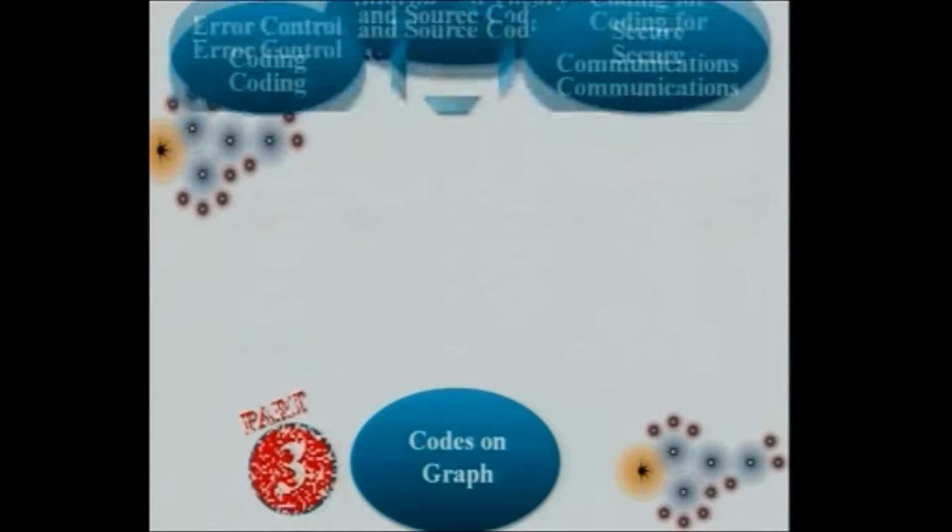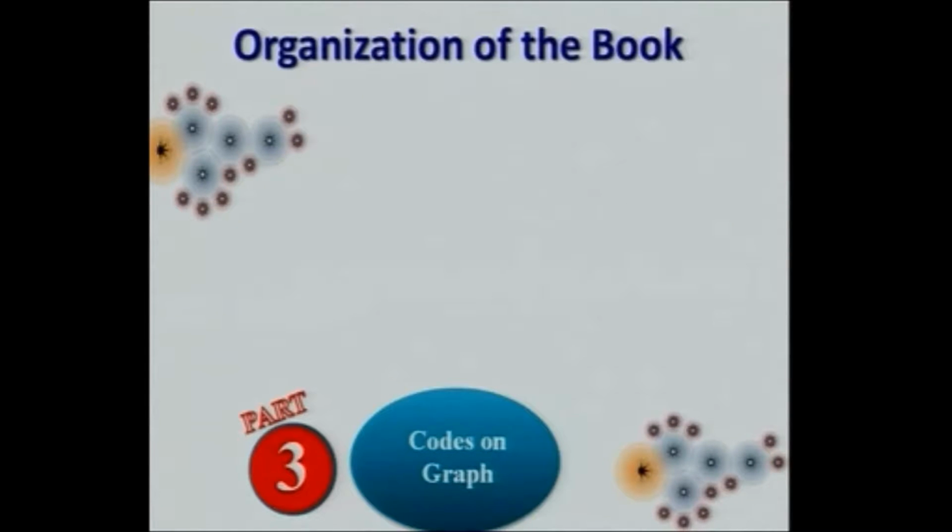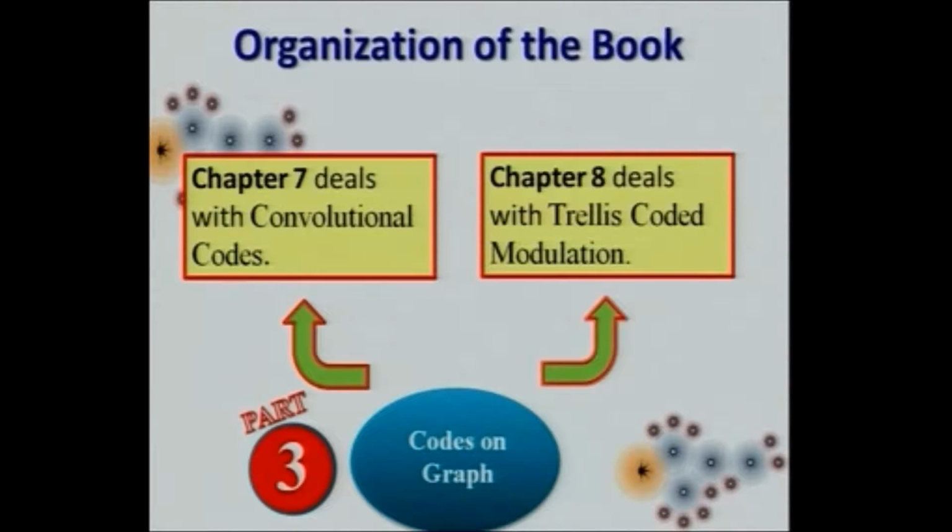Let us look at Part 3 of this book, which deals with codes on graphs. This part has 2 fascinating chapters. Chapter 7 deals with convolutional codes, while Chapter 8 deals with combined coding and modulation. Specifically, we will talk about trellis coded modulation or TCM.